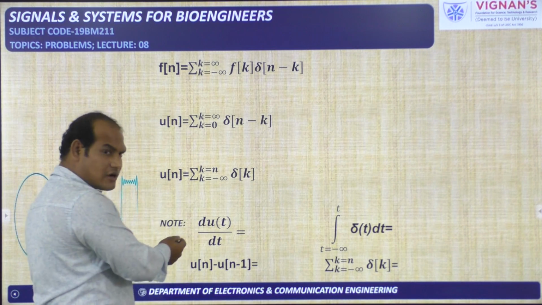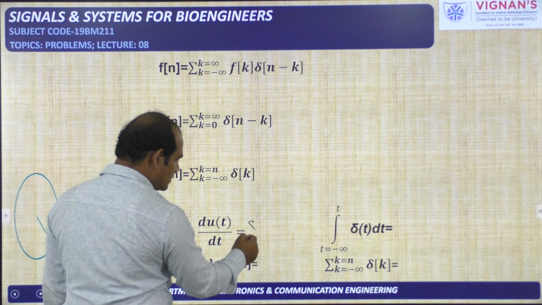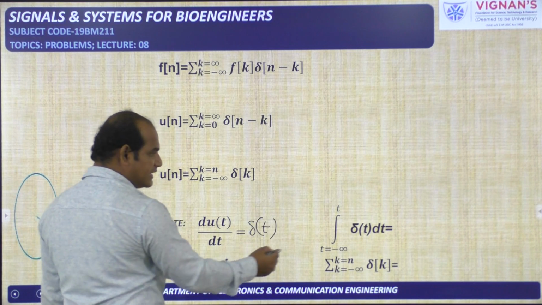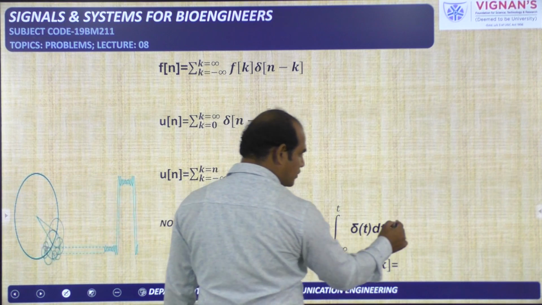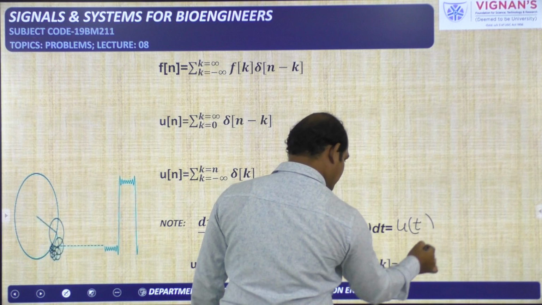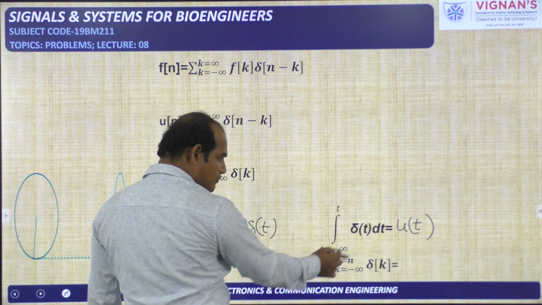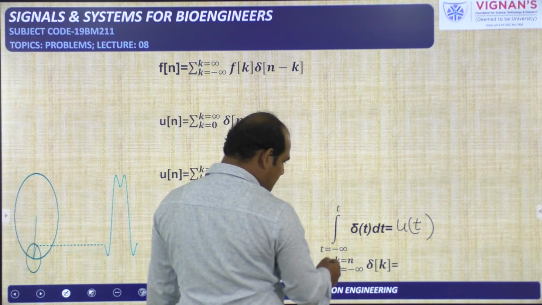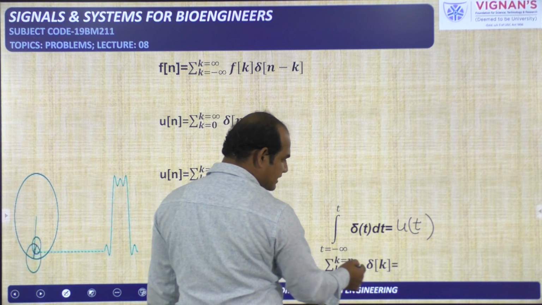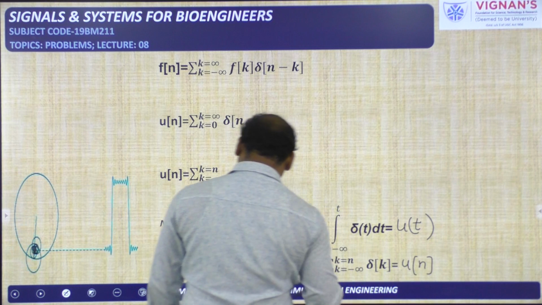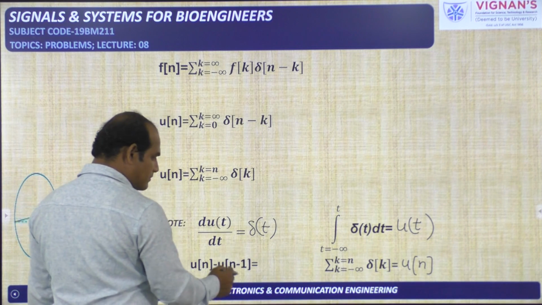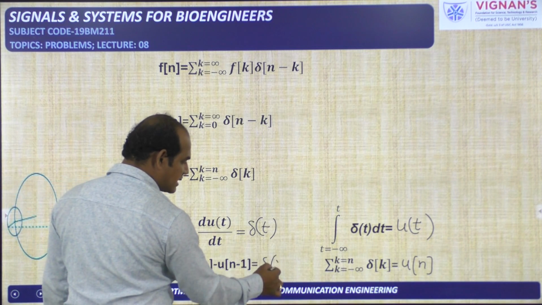So this one already we have taken. D by dt of u of t is del of t. Integral of del of t, you have to see the limits. Upper limit is t, so it will be u of t. Next, just now we have seen this one. The sigma k is from minus infinity to n del of k will give u of n. U of n minus u of n minus 1 will give del of n. All these things already we have seen.